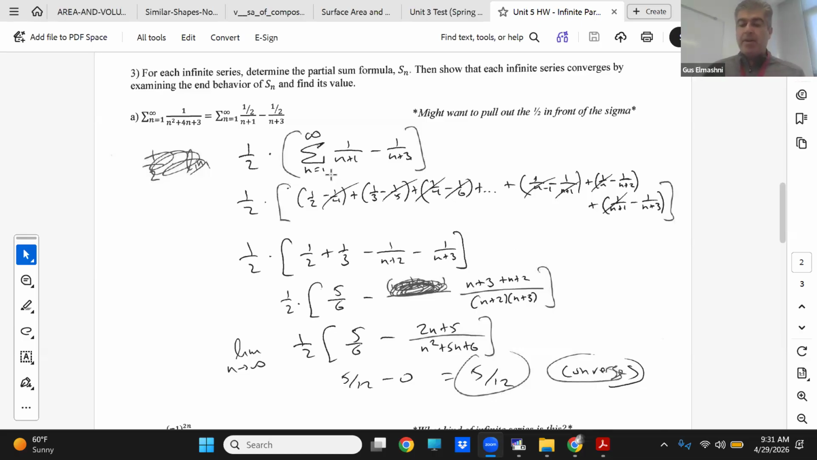Then if you combine the two fractions with n plus 2 and n plus 3, and combine 1/2 and 1/3, work it out, you should get 5/12 minus that junk. Of course, as n approaches infinity, that junk is going to go towards 0. So you get 5/12, so that will converge. So looks good. They asked to find the partial sum formula.